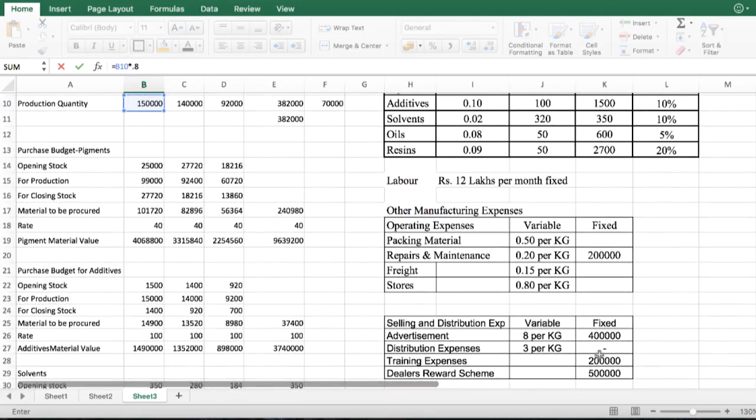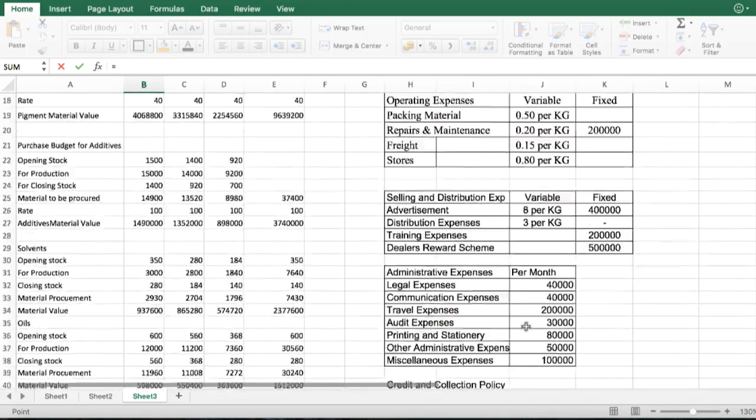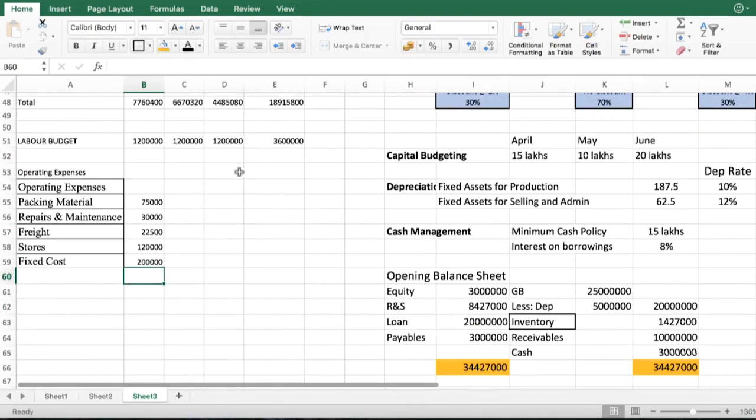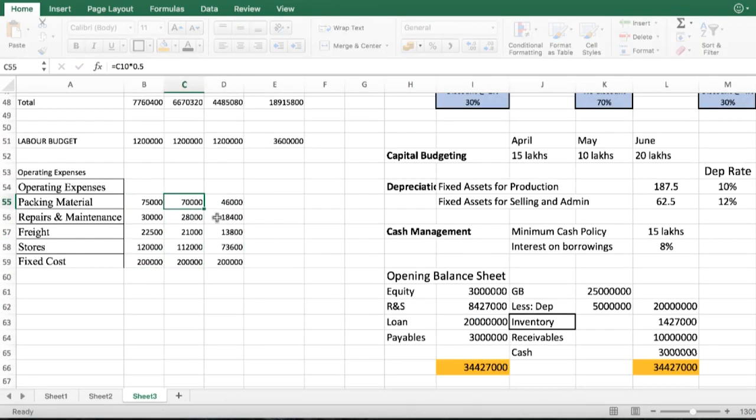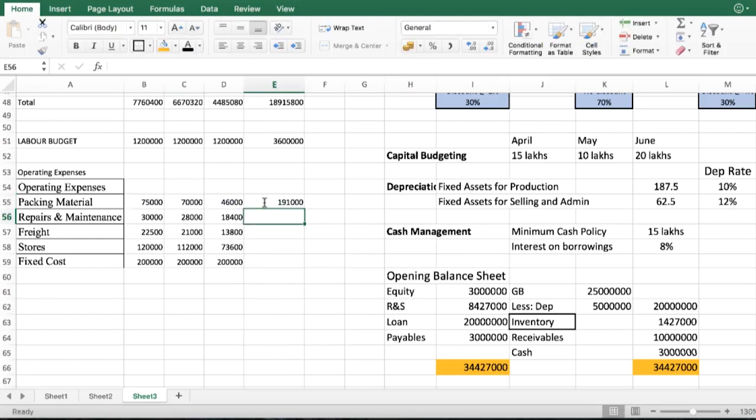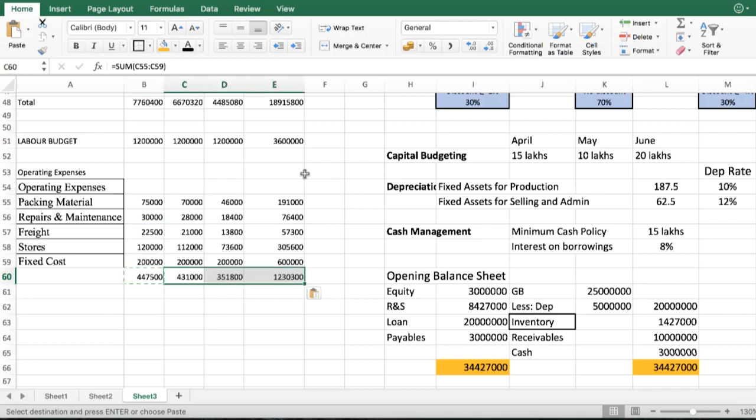0.8 is the value here, and our fixed cost is equal to 2 lakh rupees, the operation related fixed cost. We can copy this for the other months. With the respective production quantity we multiply with the rate, and for the quarter the sum of these 3 values. The total manufacturing expenses for the month of April, which includes the variable and fixed, is 4,47,500, and that works for the other 2 months. Overall we have 12,30,300 in our total cost.